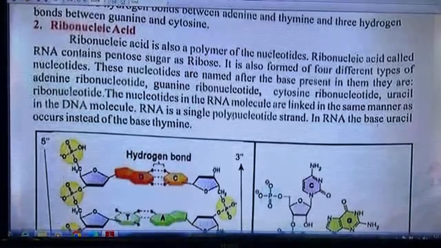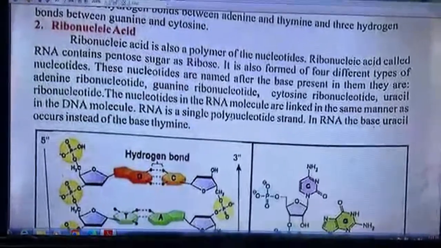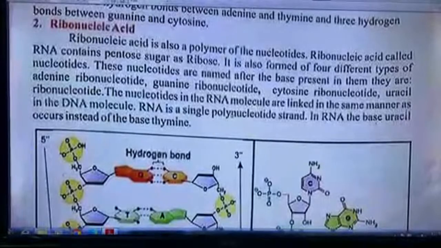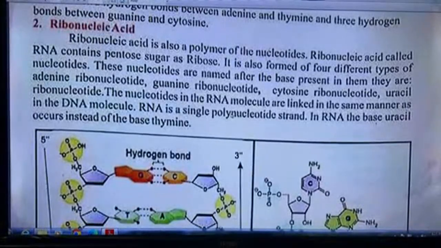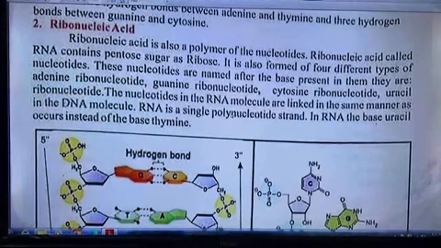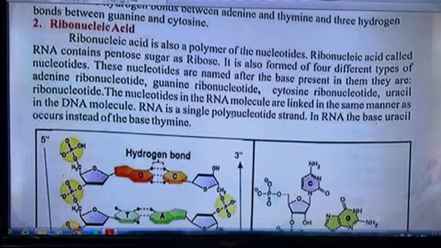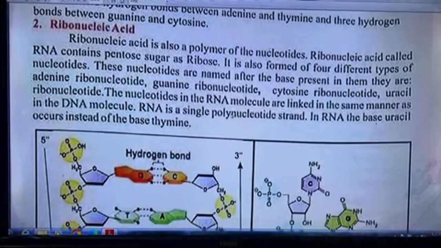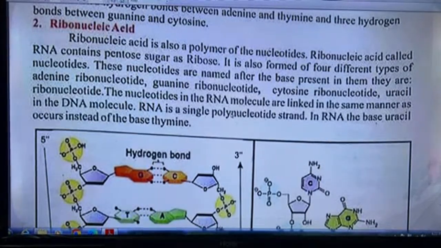Ribonucleic acid. Ribonucleic acid is also a polymer of nucleotides. Ribonucleic acid, called RNA, contains pentose sugar as ribose. It is also formed of four different types of nucleotides.